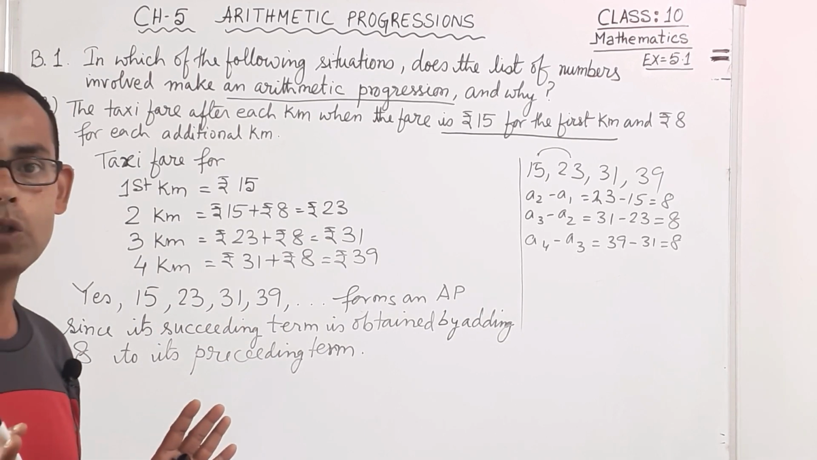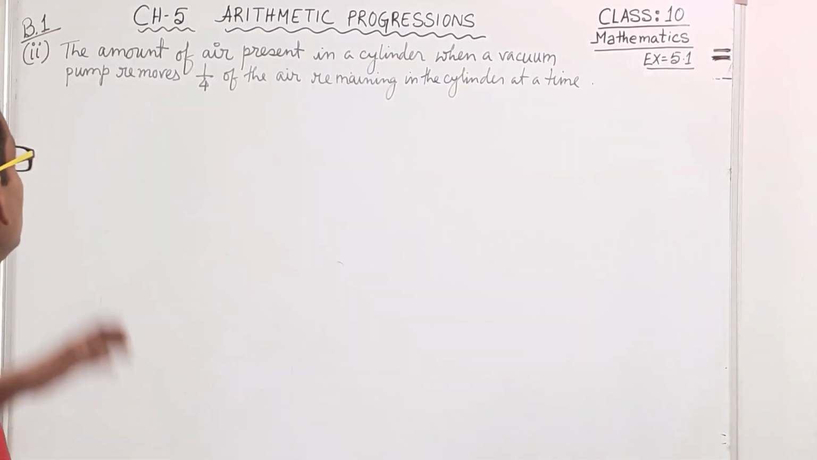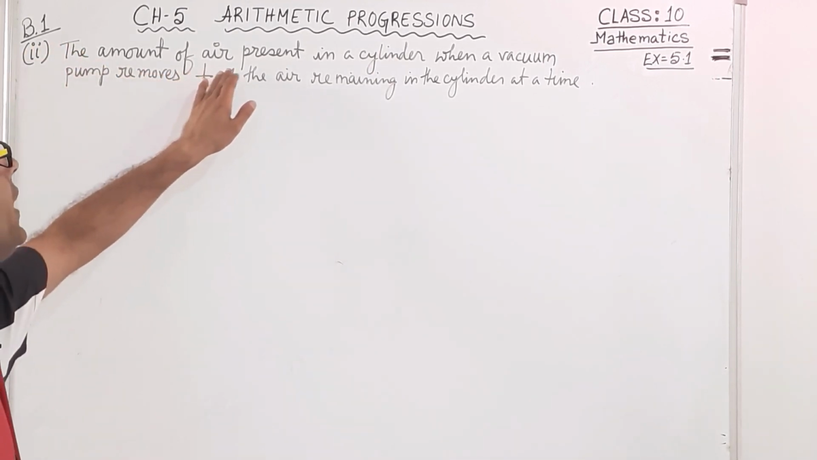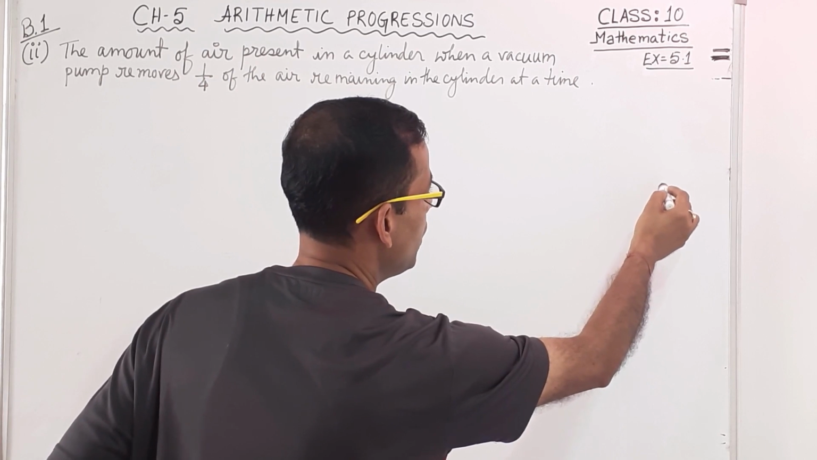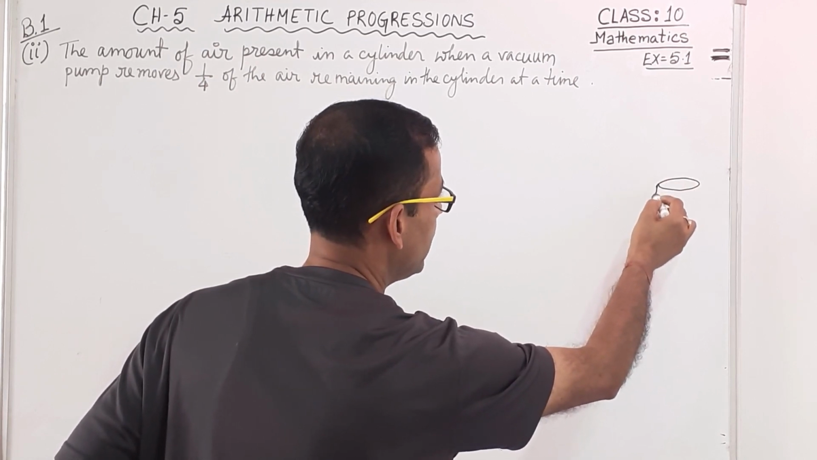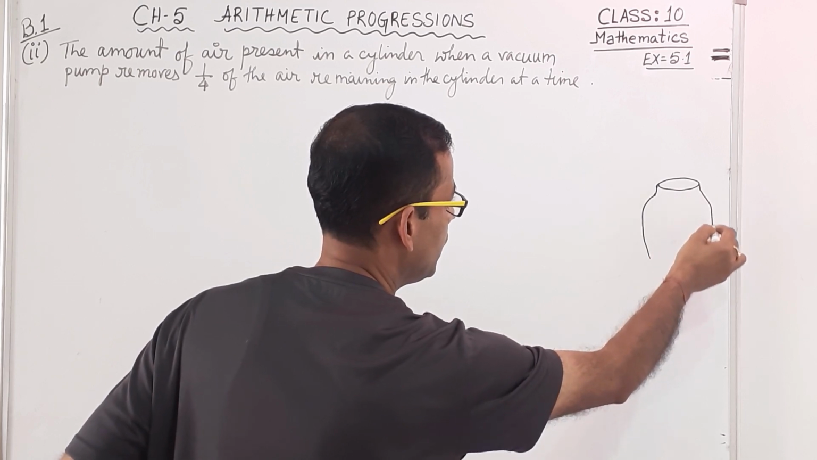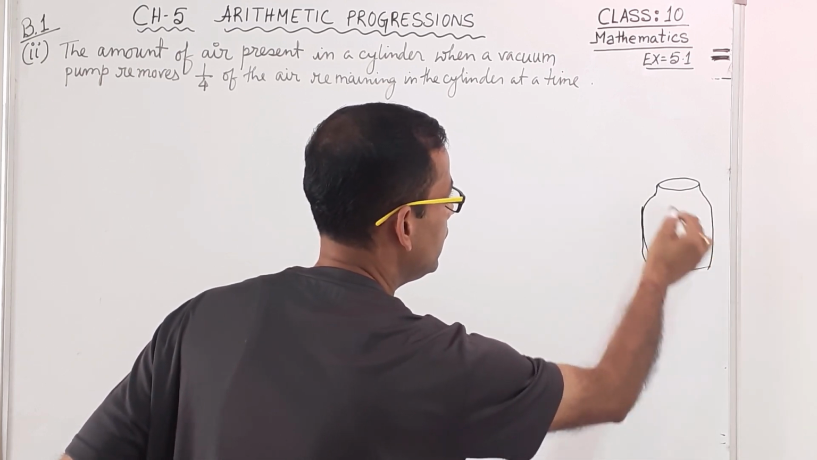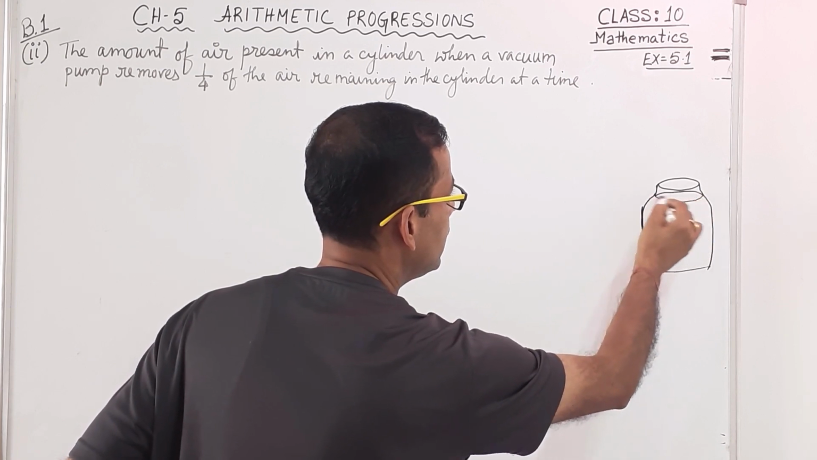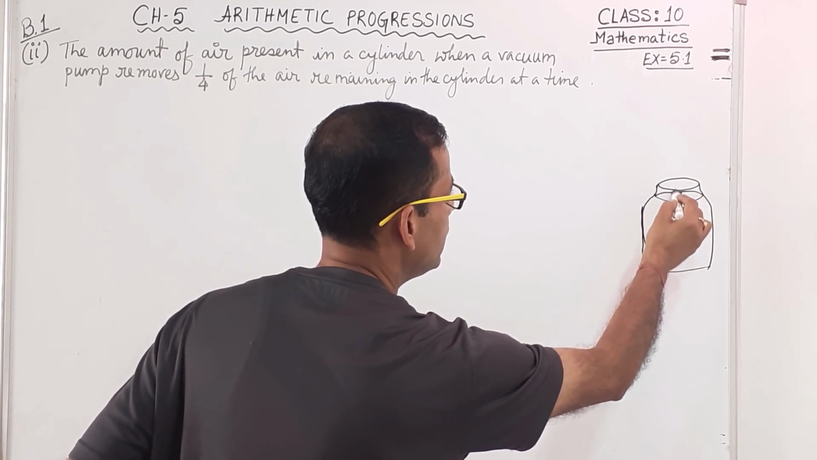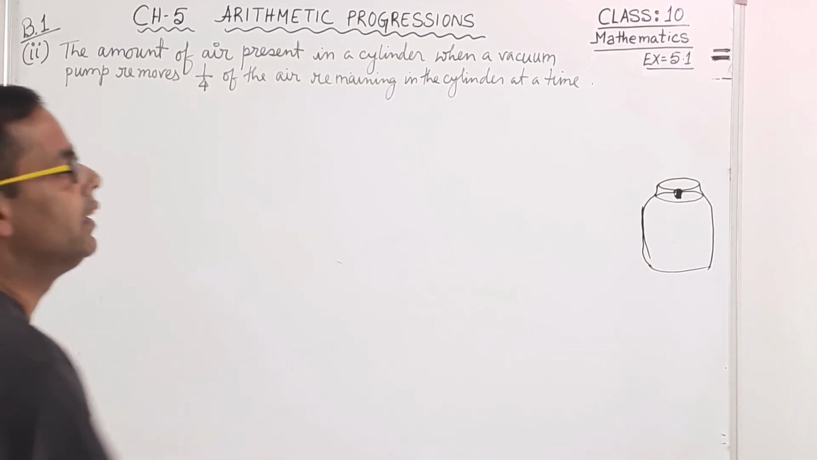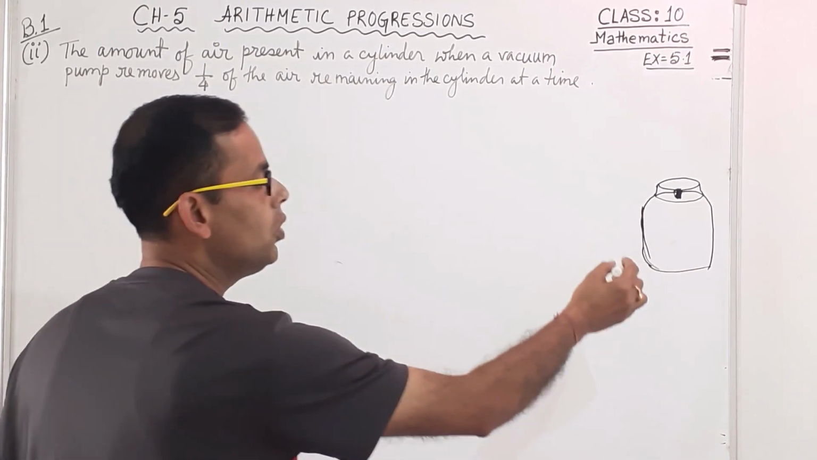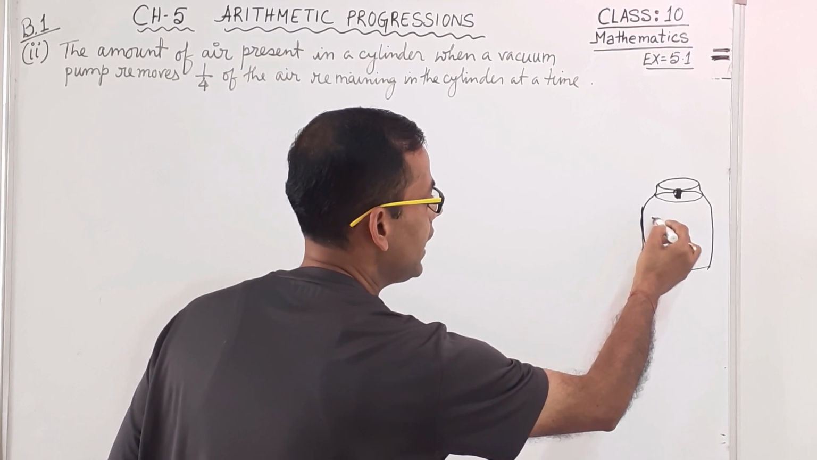Now we will move on to the next sum. Now the next question, B1 Roman 2. The amount of air present in a cylinder. So one cylinder is there. You all at home have a cylinder. If I draw it like this way, a cylinder, and like this way the gas is here. The air is there, any type of cylinder. Clear? Now in this cylinder air is there, so we will take it as air, as the volume.